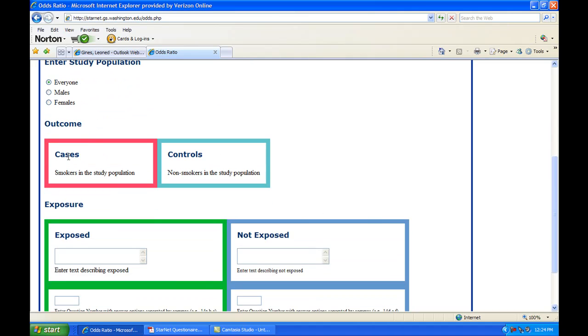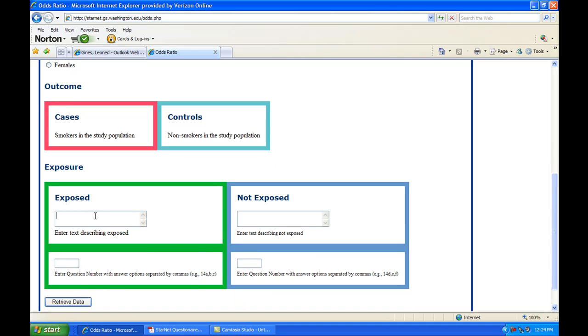This again explains who the cases are and who the controls are. In this particular hypothesis, the exposure, in other words, the people who are exposed, are those who have at least one parent who smokes. And those who aren't exposed are those whose parents do not smoke.